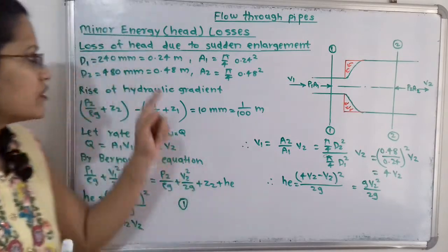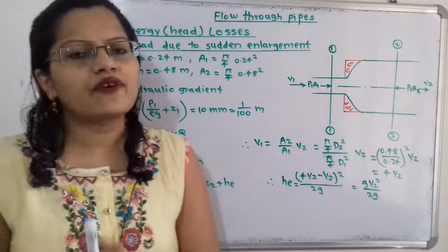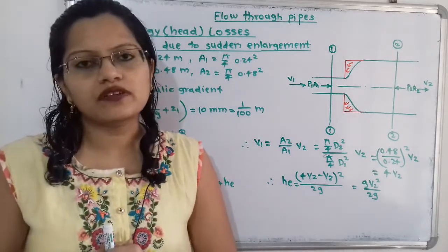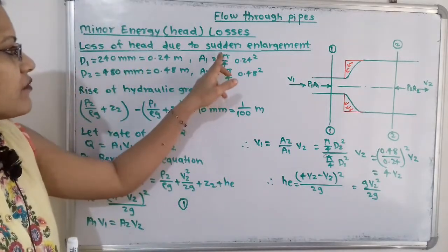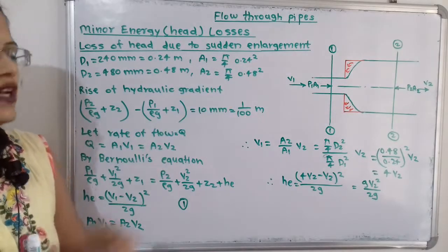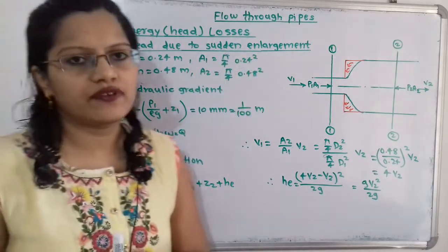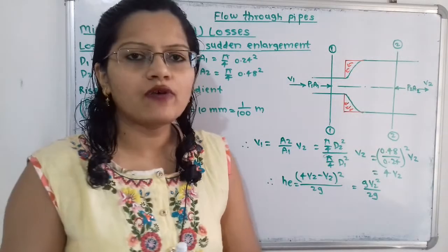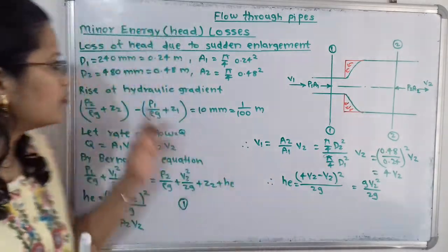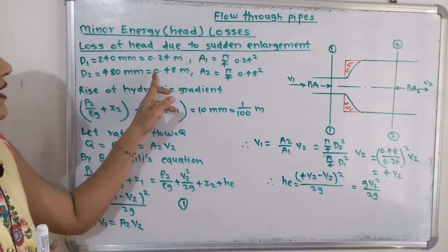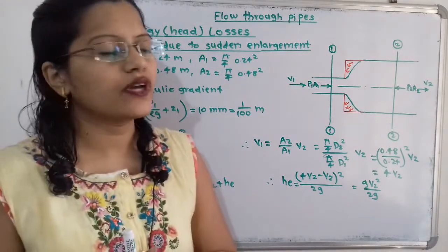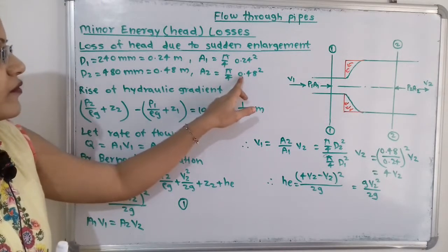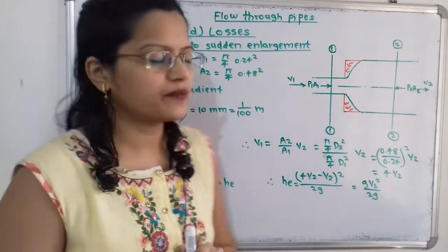which is equal to 0.24 meter, and from that we can calculate the area, as this pipe has a circular cross section. So area A1 is equal to pi by 4 D1 square, that is pi by 4 into 0.24 square. And then at section 2, at the outlet, with diameter D2 480 mm, that is 0.48 meter, area A2 is equal to pi by 4 D2 square, that is pi by 4 into 0.48 square.